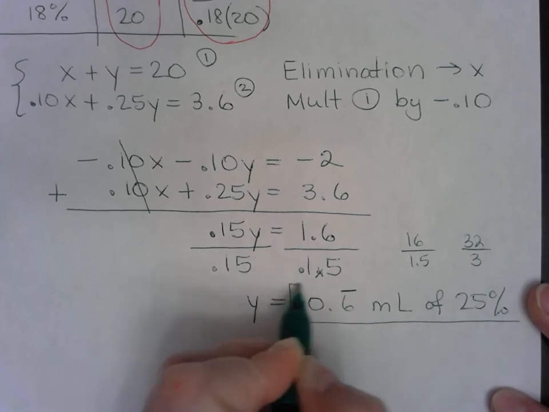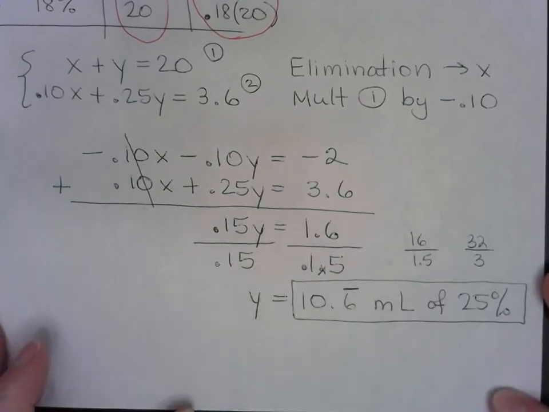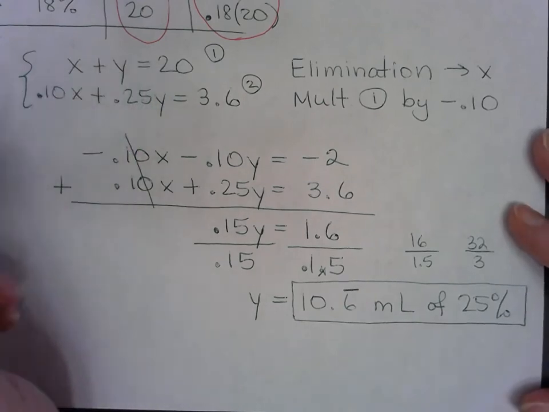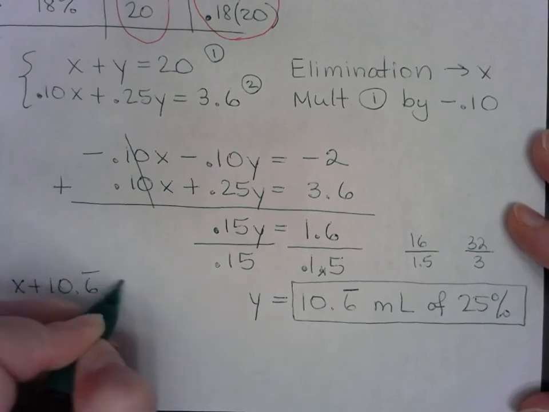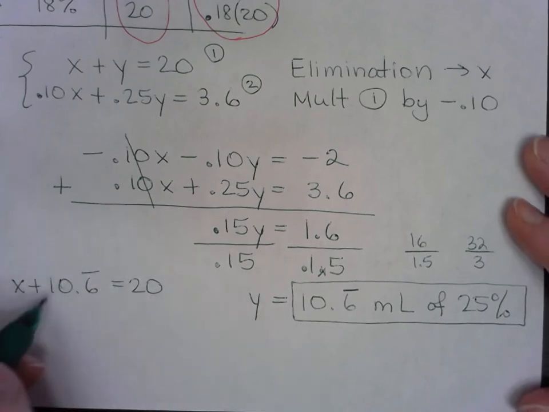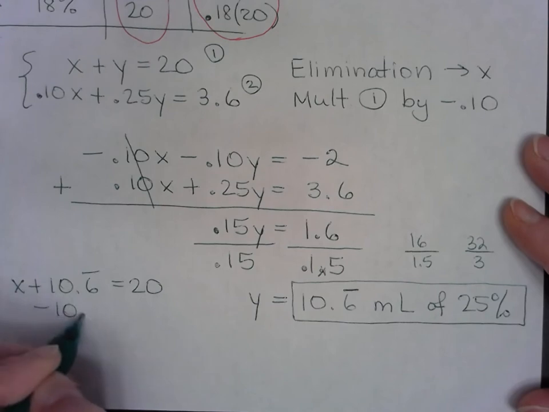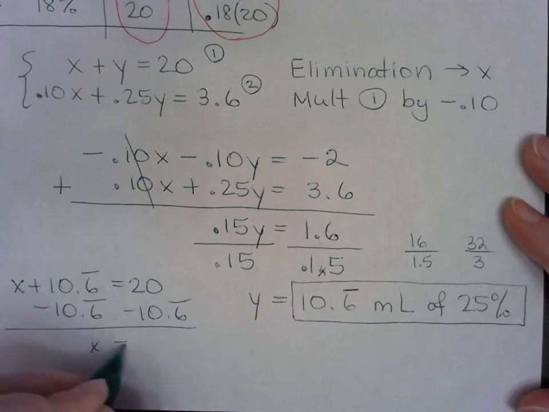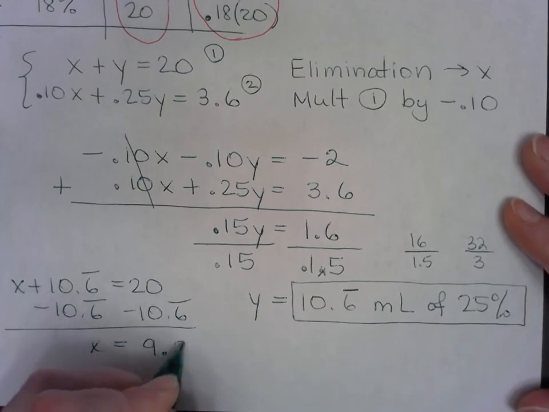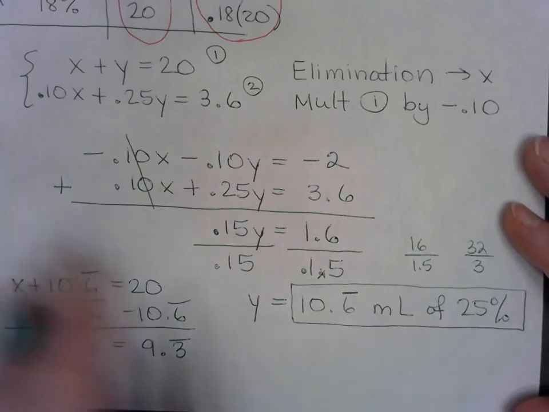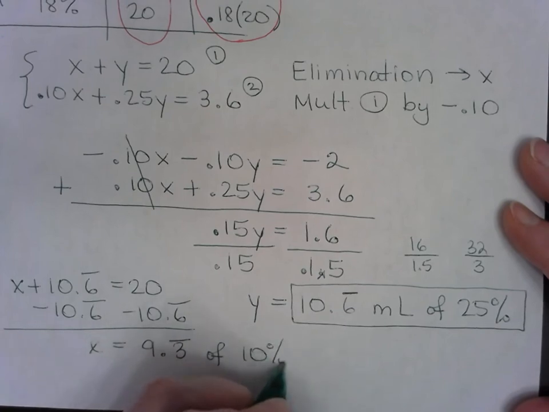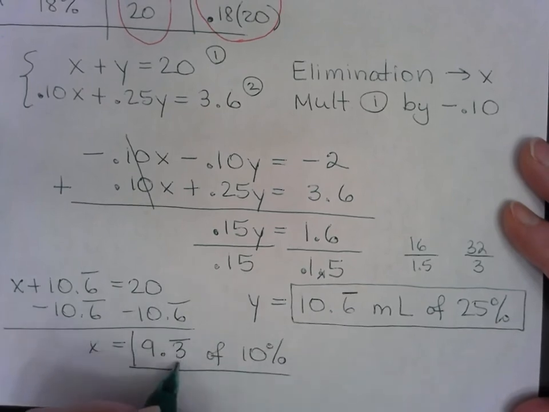And then we need the value for x. Remember, they're going to add up to 20. So x plus 10.6 repeating is equal to 20. If I subtract, it looks like x is going to be 9.3 repeating, right? So this is the 2/3 and this is the 1/3, and this is 10% acid, milliliters.